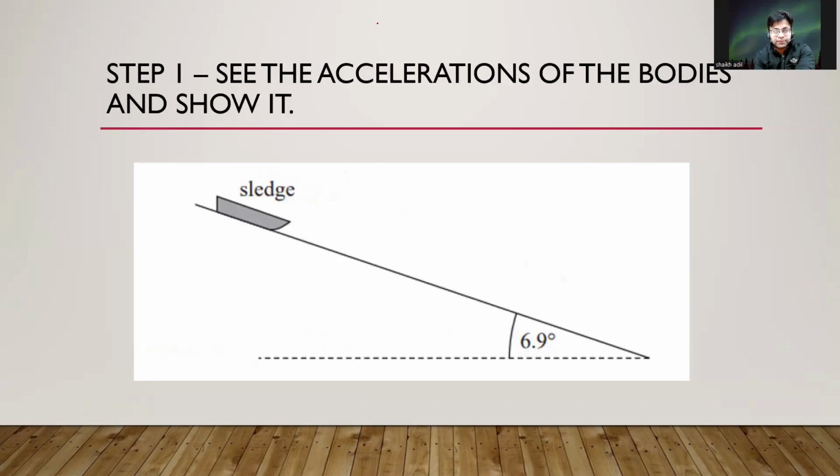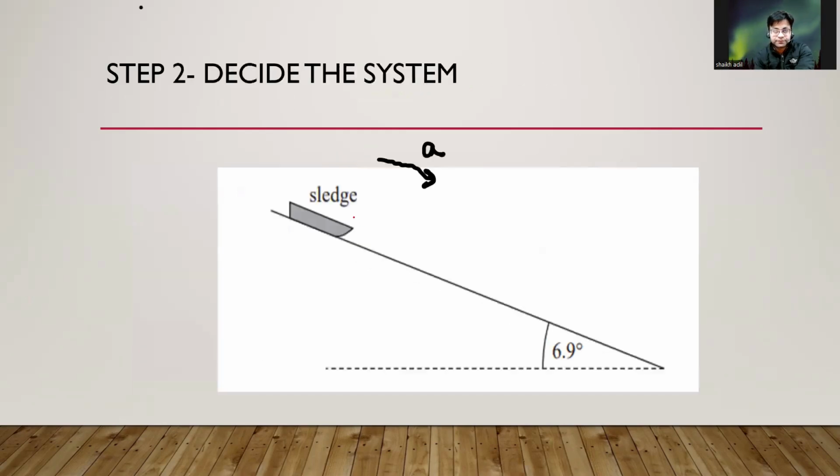Step one would be to see the acceleration of the body. We have to see the accelerations of all the bodies in the system, and we also have to show it on the diagram. Here in this case, the sledge is going to move downwards, so we are going to draw the acceleration like this. This is the acceleration of the sledge.